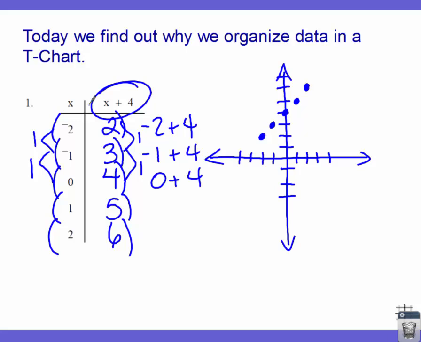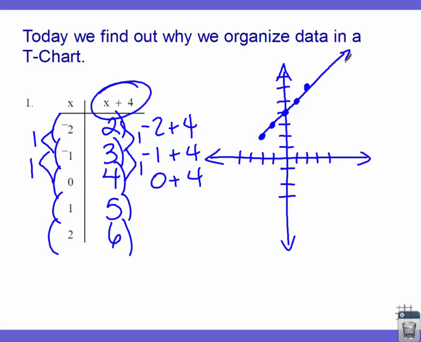Okay, now, the one thing I want you to think about is, we only used x values of -2 through +2. Could there be other x values? Could there be a -3? Could there be a -4? Or a +3 or +4? Or could there be a 0.5 or a 0.1? Could there be points in between 0 and 1? And yes, there are. And the way we represent that on the graph is we play connect the dots.